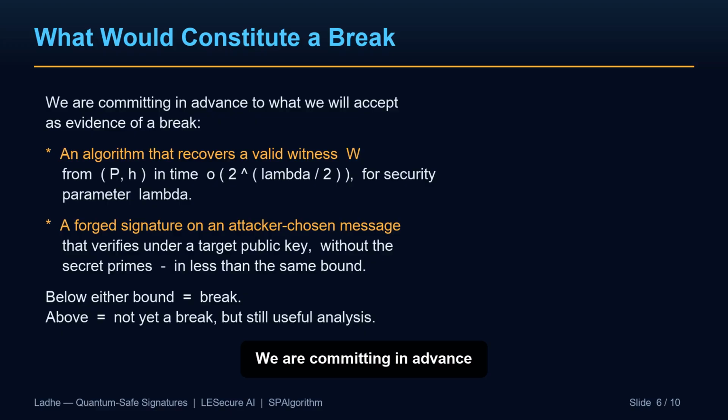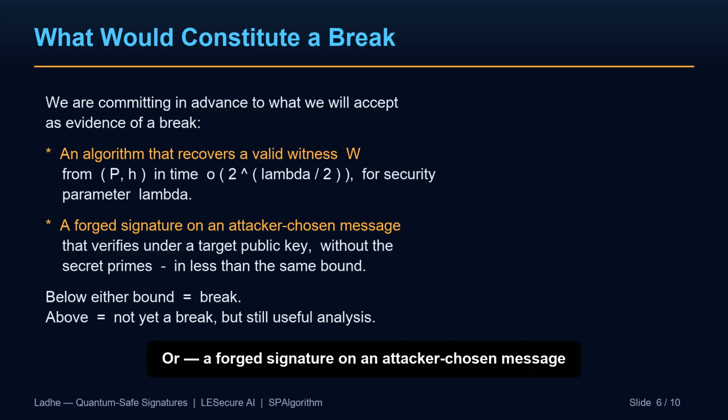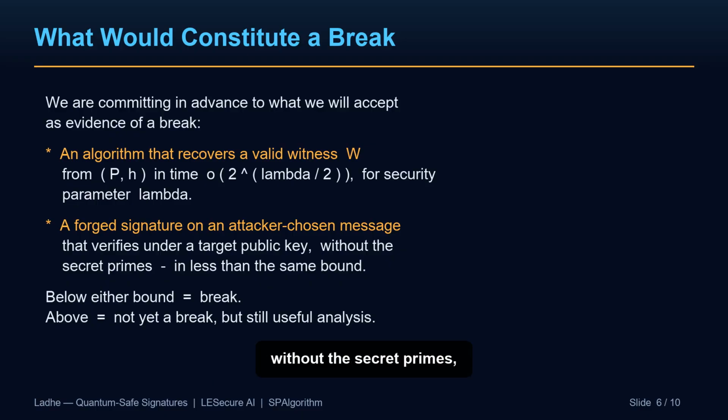We are committing in advance to what we will accept as evidence of a break: an algorithm that recovers a valid witness from the public P and H in less than 2 to the lambda over 2 work, where lambda is the security parameter, or a forged signature on an attacker-chosen message that verifies under a target public key, without the secret primes, in less than the same bound. Below either bound is a break. Above is not a break yet, but still useful analysis.